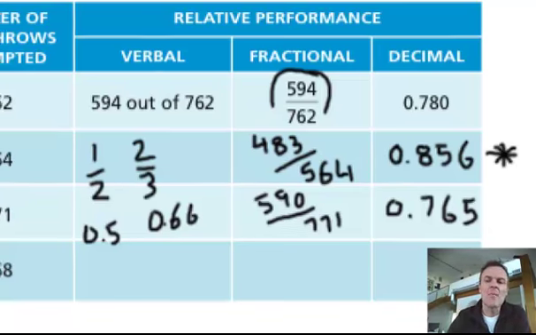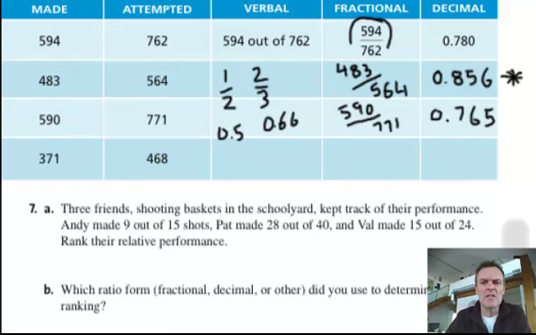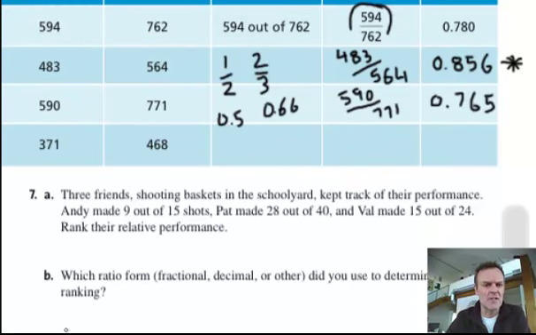So if we look at some of the statements down here, look at this. Which ratio form, in other words, did you use, the fraction form or the decimal form, to determine the ranking? Well, surely it's the decimal version. I can see who's got the biggest decimal. Can't see which is the biggest fraction. Too hard. Crazy fractions. So, just little questions like that.